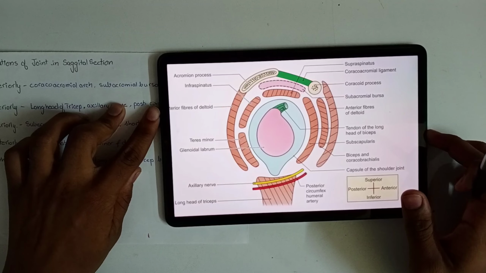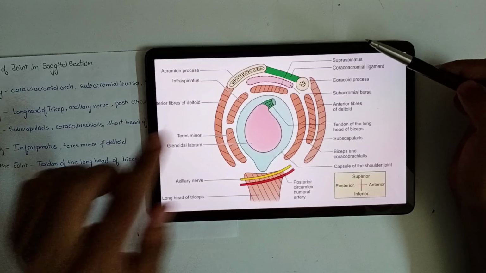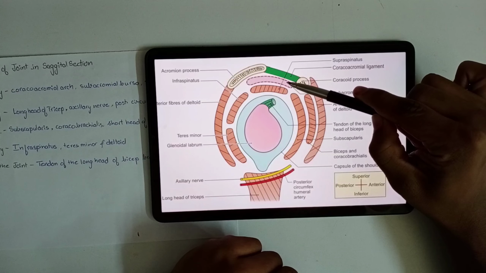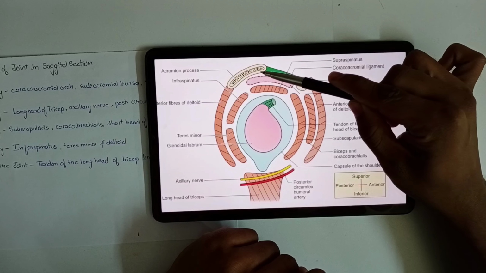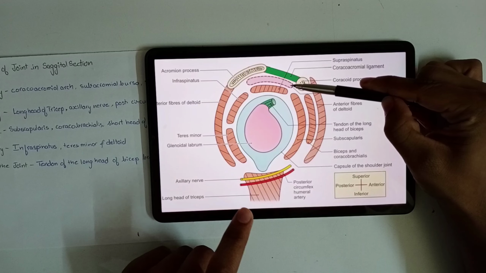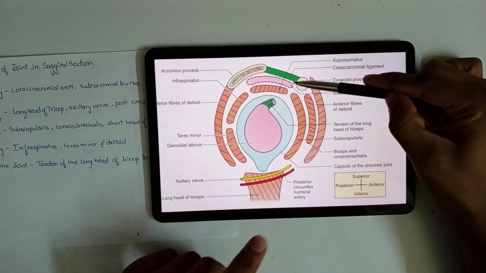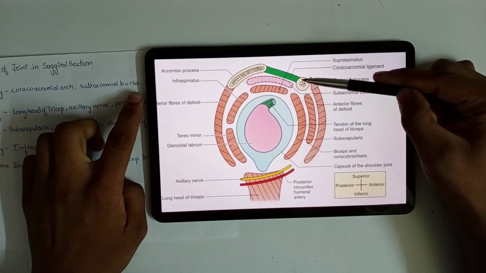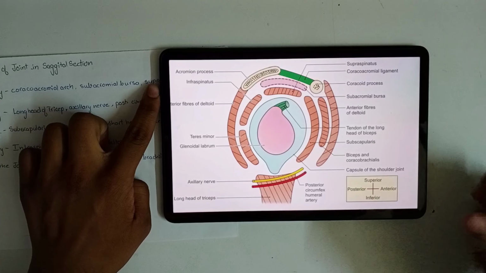Second one is the subacromial bursa. This is the subacromial bursa. Why is it named subacromial bursa? It is present below the acromion process, and we have seen this right before. So this is the subacromial bursa.